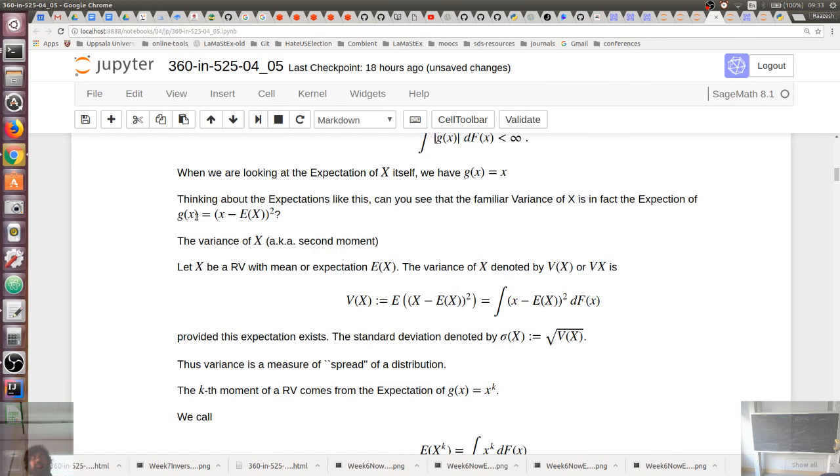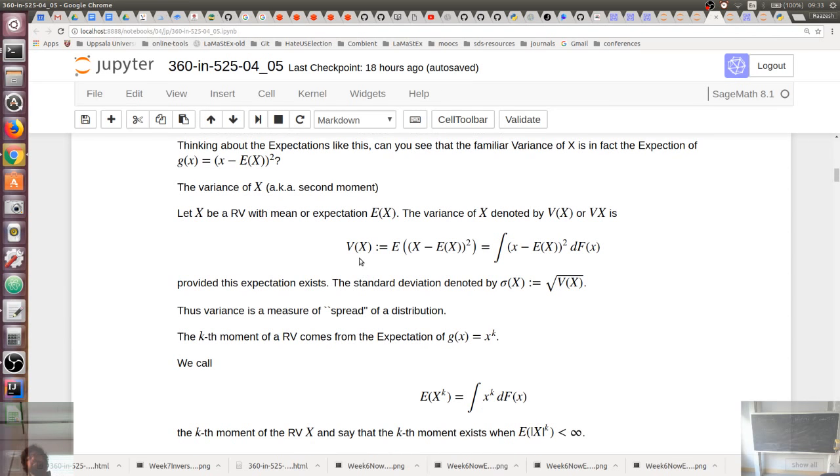Okay, so think of this. g of x is now x minus the population mean, squared. So what is that function g? It's measuring some kind of squared deviation from the expectation, right? It's some kind of quadratic measure of spread. That's called the variance. So when g is this function, the expectation of g is called the variance of the random variable X.